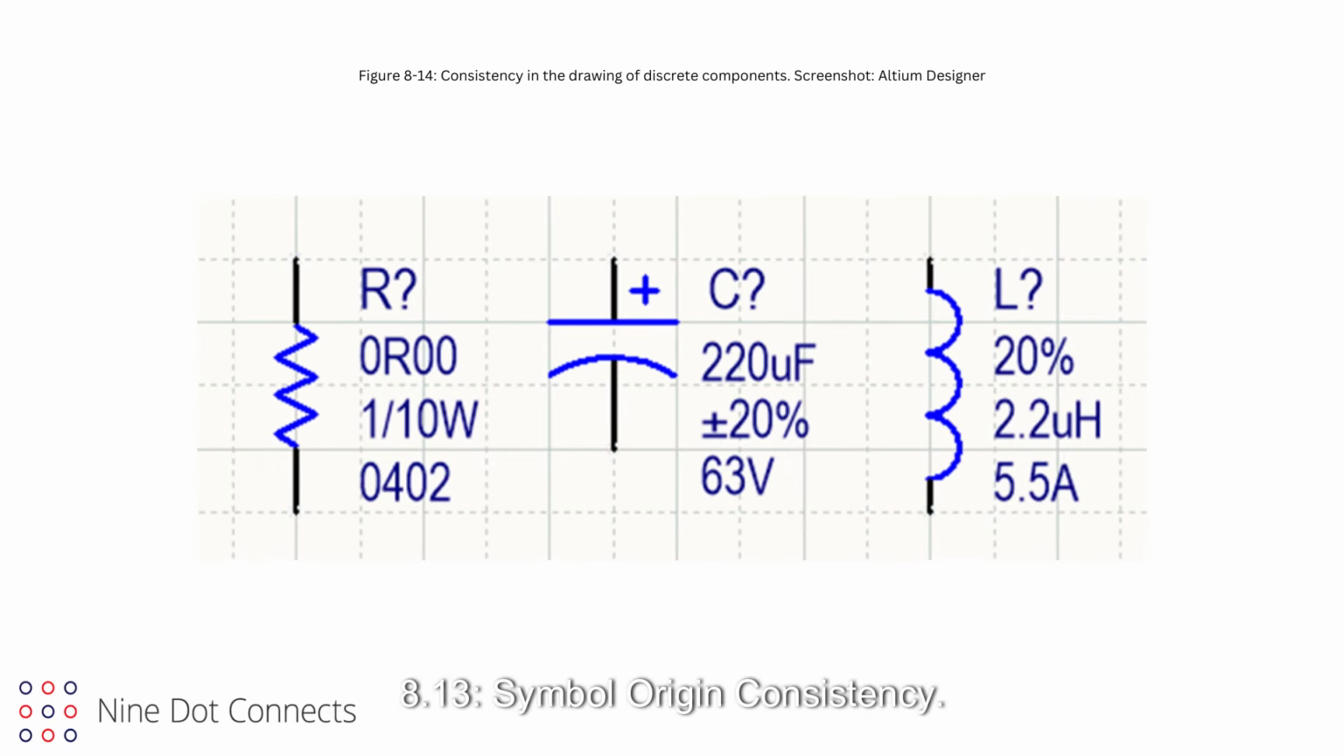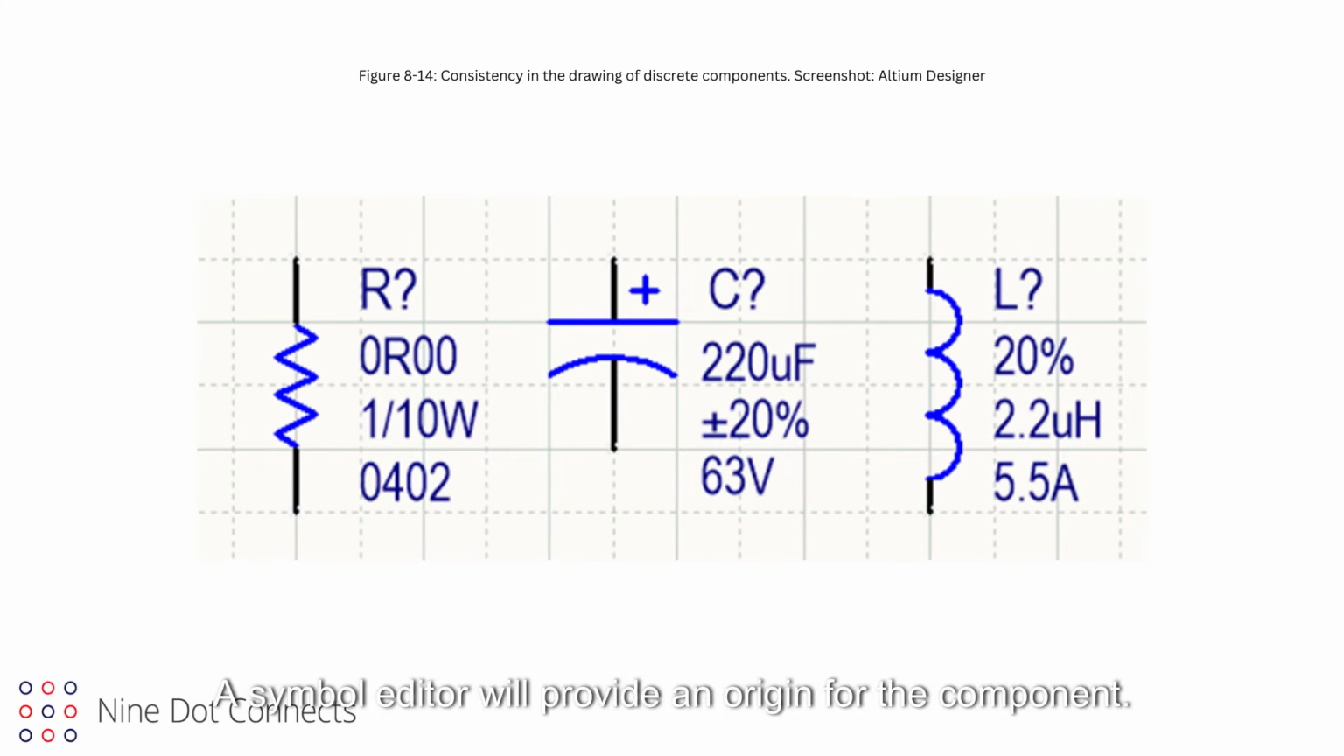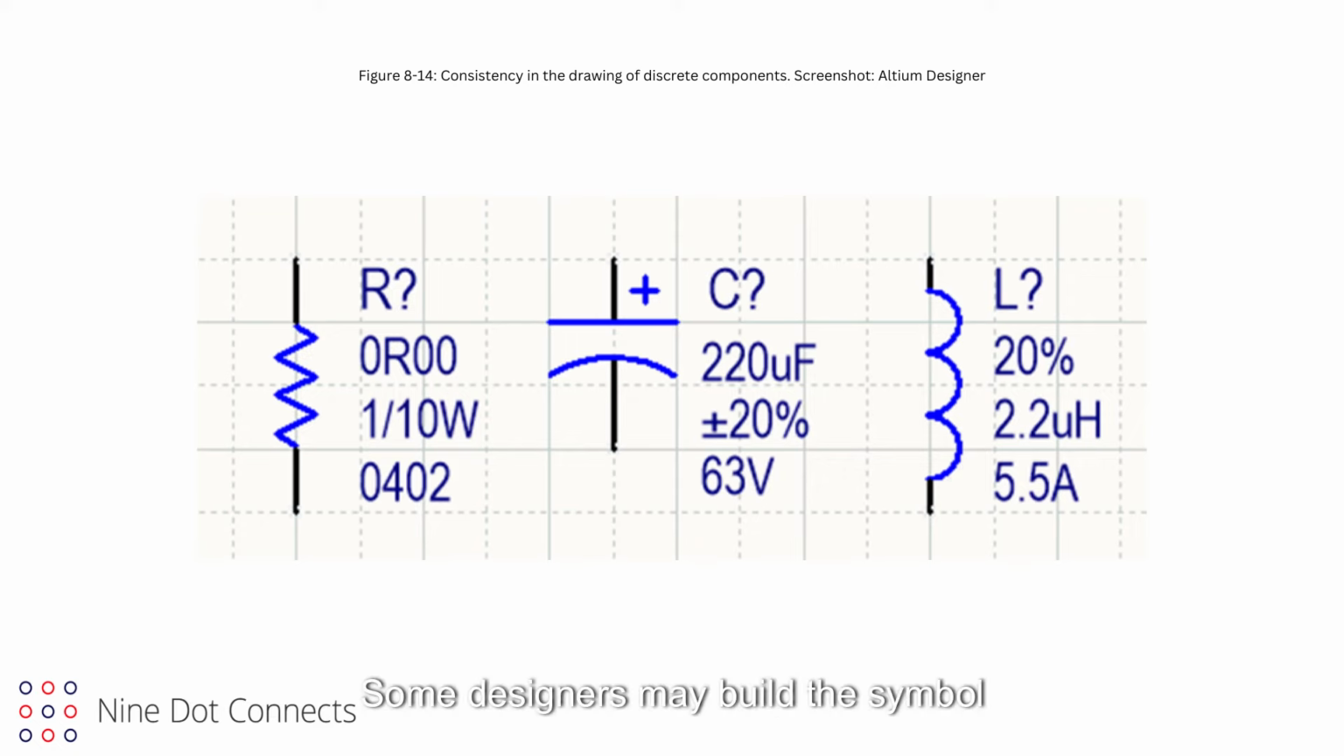8.13. Symbol origin consistency. A symbol editor will provide an origin for the component. Some designers may build the symbol symmetric to the origin, while others may position the graphics of the component to a certain edge, corner, or pin. Regardless of how it is done, consistency throughout the libraries is highly recommended. The origin serves as the reference for the cursor when placing the component onto the schematic. More importantly, if there was a change to the component graphic in the library, that consistency will prevent the part from moving in the schematic during the update.